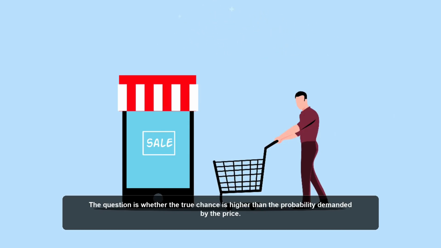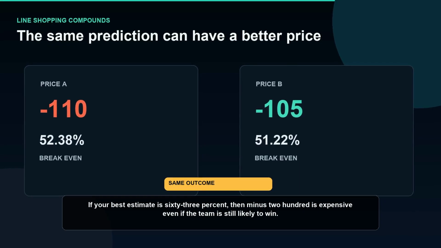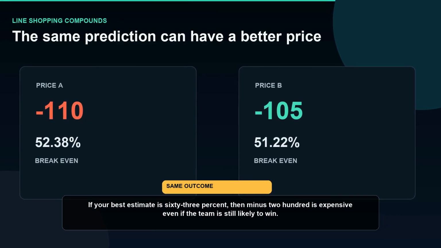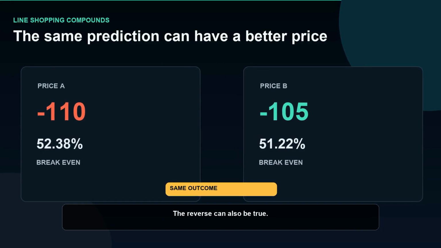But safety is not the question. The question is whether the true chance is higher than the probability demanded by the price. If your best estimate is 63%, then -200 is expensive even if the team is still likely to win. A likely winner can be a bad bet. The reverse can also be true.